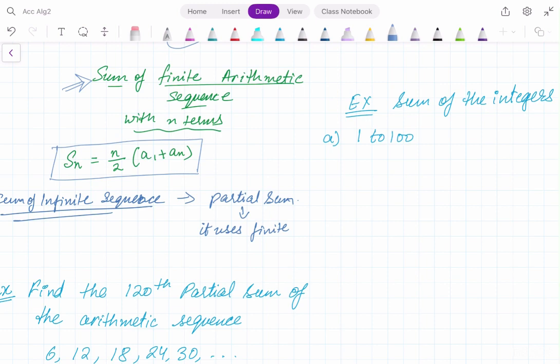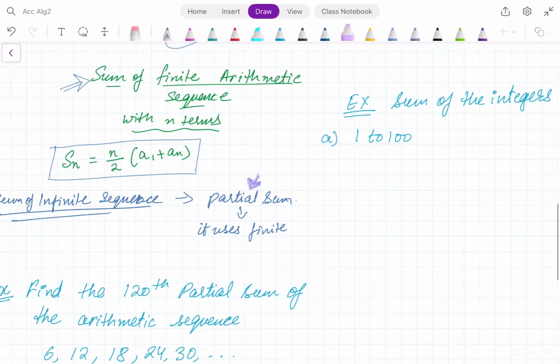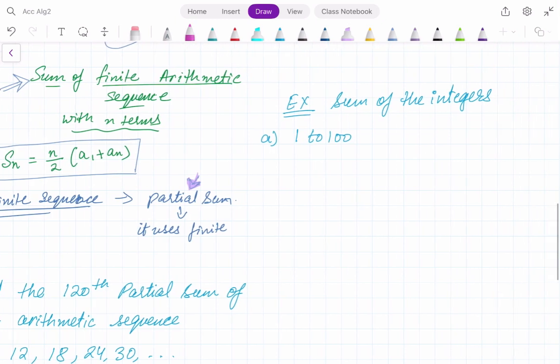In case we have to find the sum of the infinite sequence, then we use the partial sum. Partial sum we have discussed in the last video. Partial sum is nothing but, instead of finding the value to infinity, we define: I don't want infinity, I need it till the 50th term or the 30th term or whatsoever.